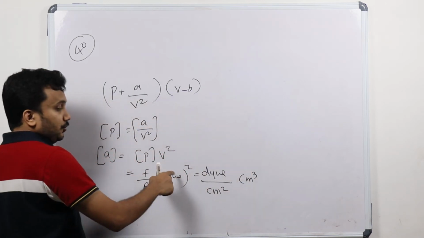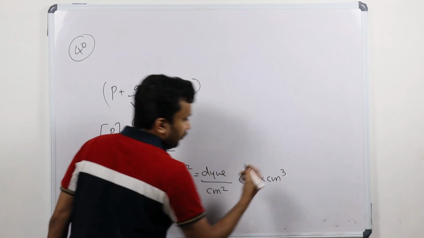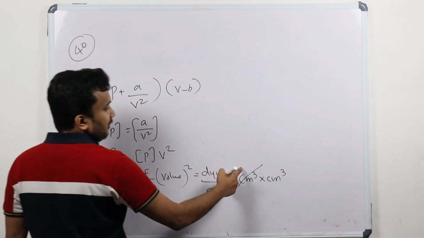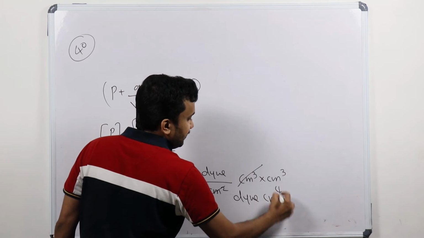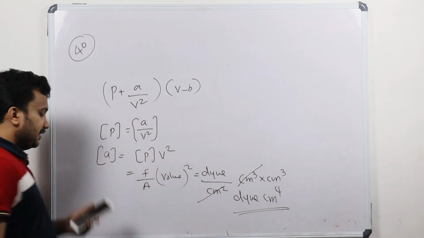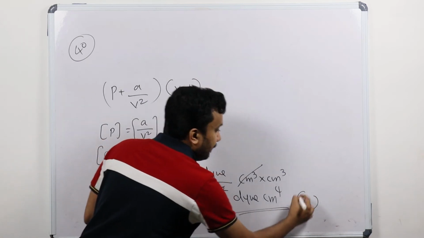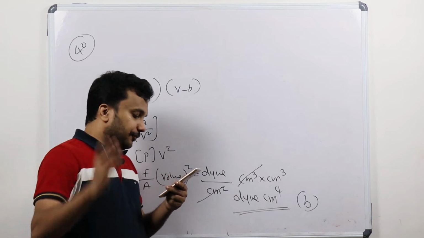Cube. 2 times of volume. Volume square means centimeter cube into centimeter cube, 2 times of volume. This one will get cancelled. So how many will come? 1 centimeter will be here. So the unit is dyne centimeter raised to 4. So which just matches with option number B. Option B is the right answer for question number 40.